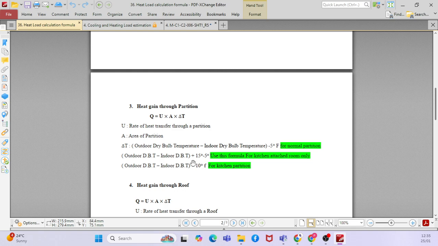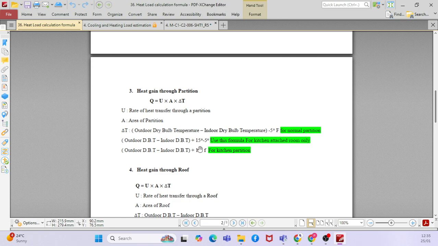And if you have a kitchen, you will add to the temperature because heat is coming from the kitchen. So you have the outside temperature plus 15, and for the kitchen partition you can add 10 degrees Fahrenheit. So this is the thumb rule, right? So this is the equation for the partition.